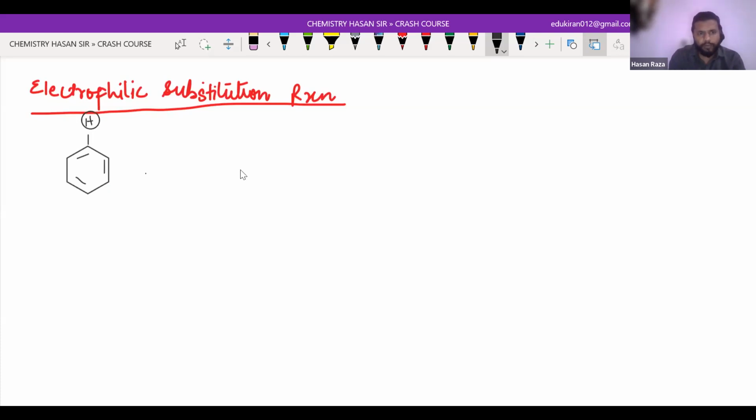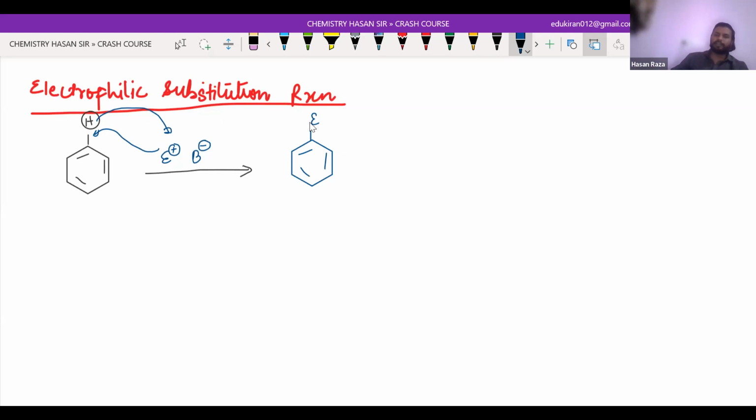To do electrophilic substitution reaction, there are two substances. One is the electrophile, that will substitute, and another will be the base. What will happen here? It's very easy. This hydrogen will be replaced by this electrophile, and you will get this. But always remember, I have written this reaction in a single step, but this is not true. If you go through the mechanism, you will understand it is not a single step.